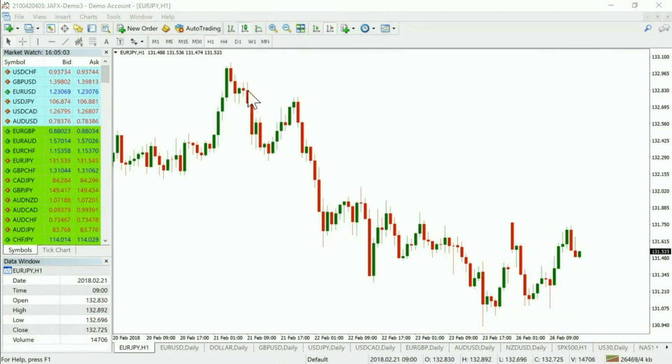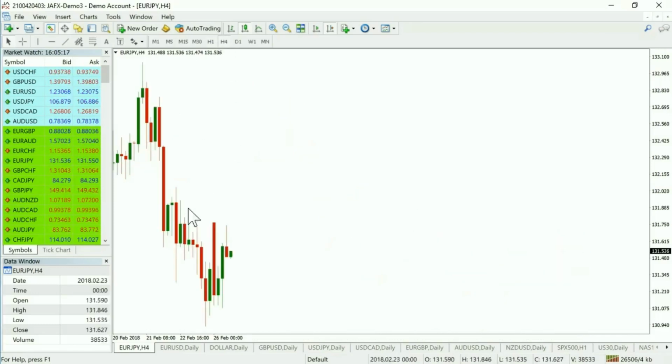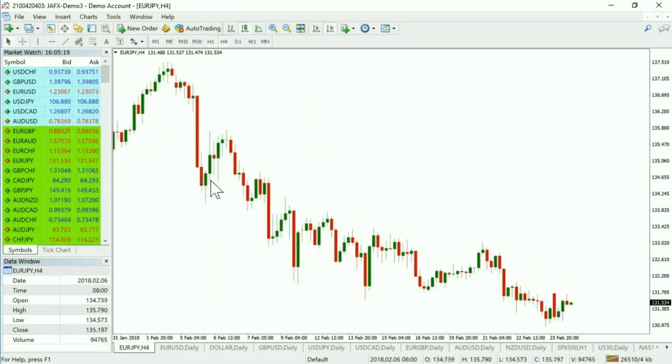So I want to go through the time frames and look at higher time frames and see how the picture starts to change. And so you can see that we're getting a bottoming out of this market. We've created a double low on an hourly time frame. Let's look at it on a 4 hourly chart.